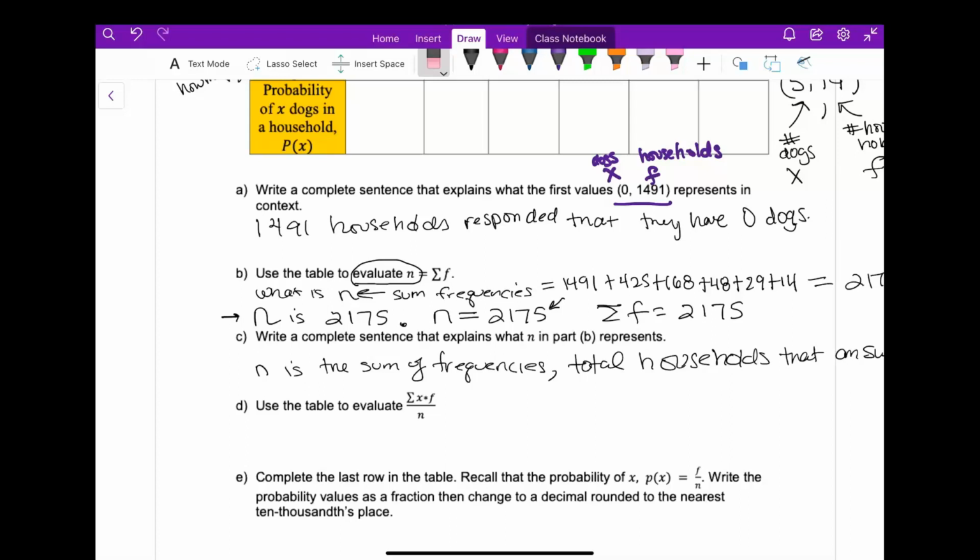Part D, use the table to evaluate this formula. Let me point out first that this formula should have a pair of parentheses. And so let's fix it before we start evaluating.